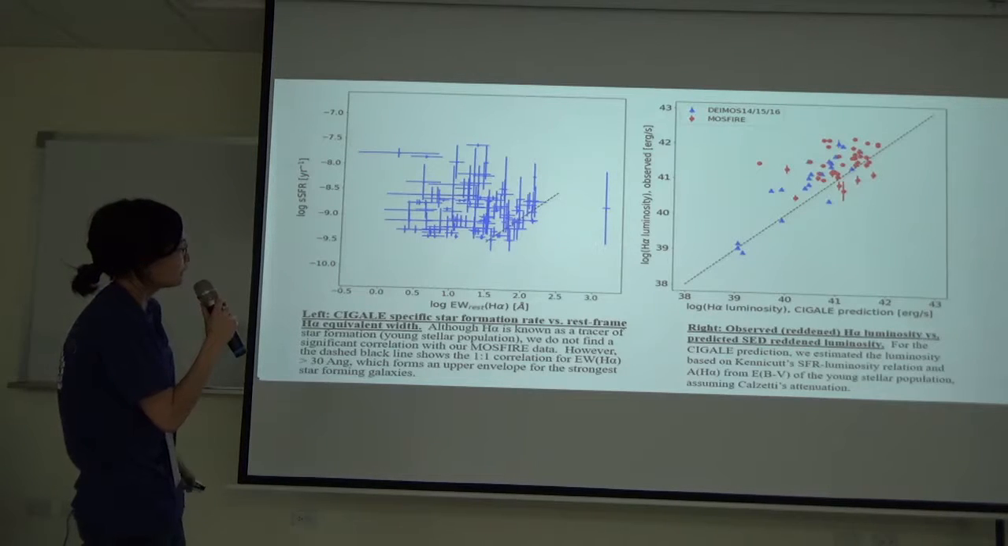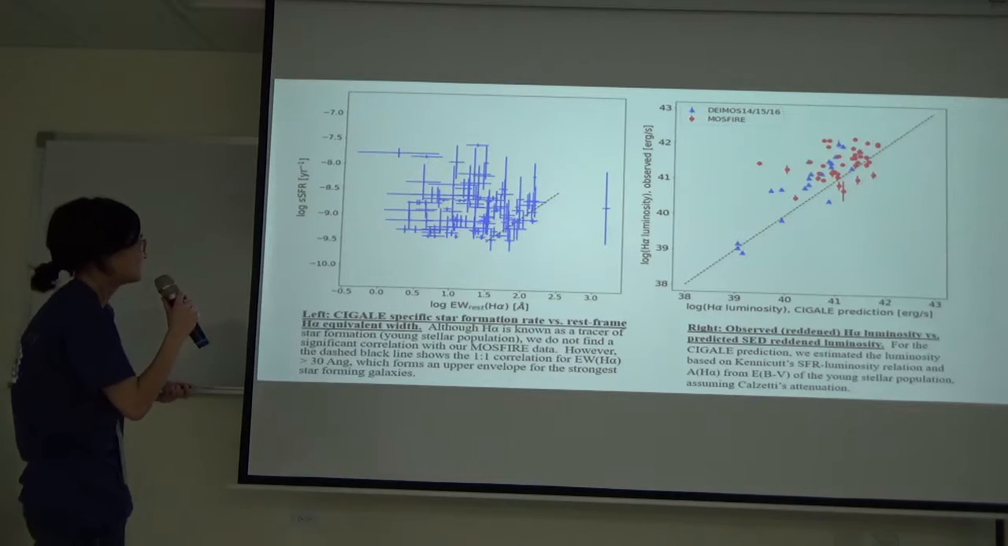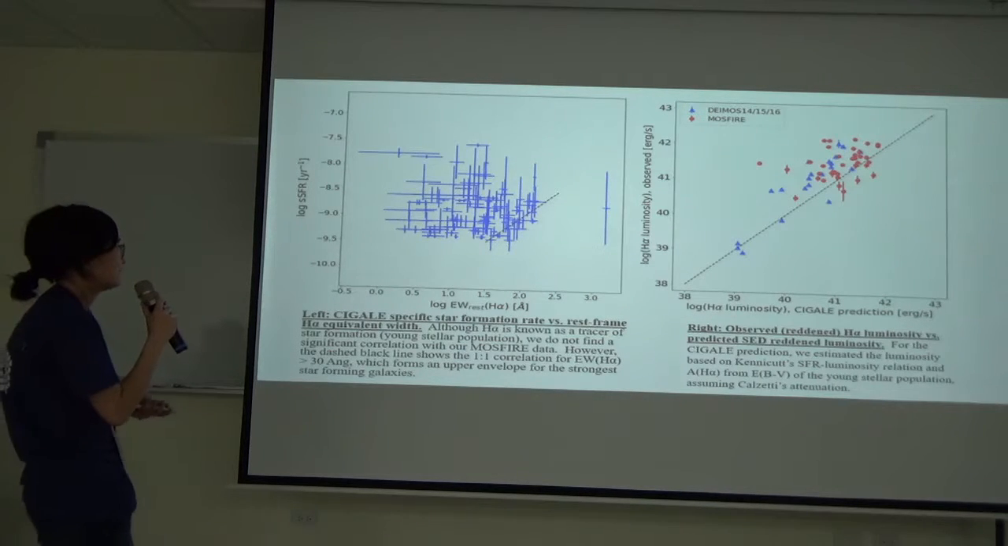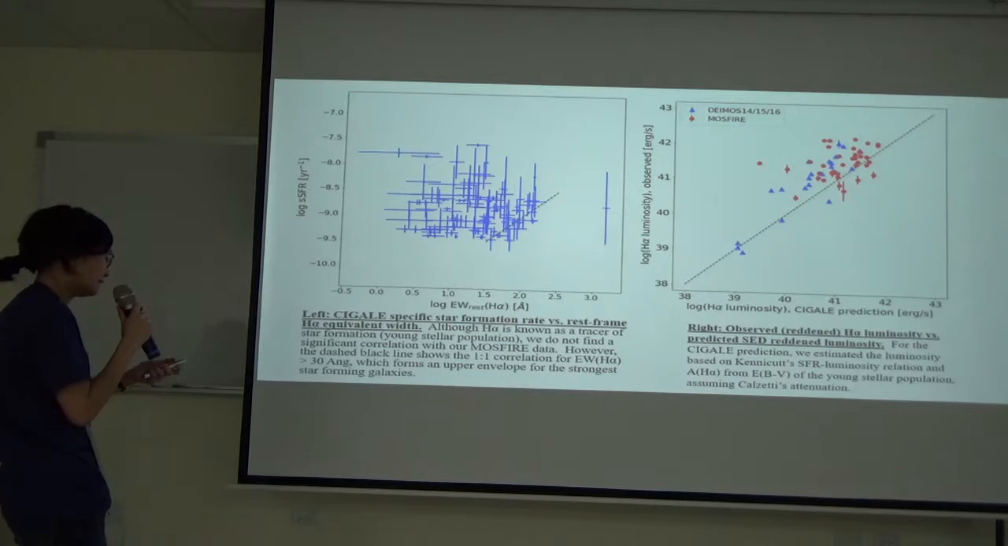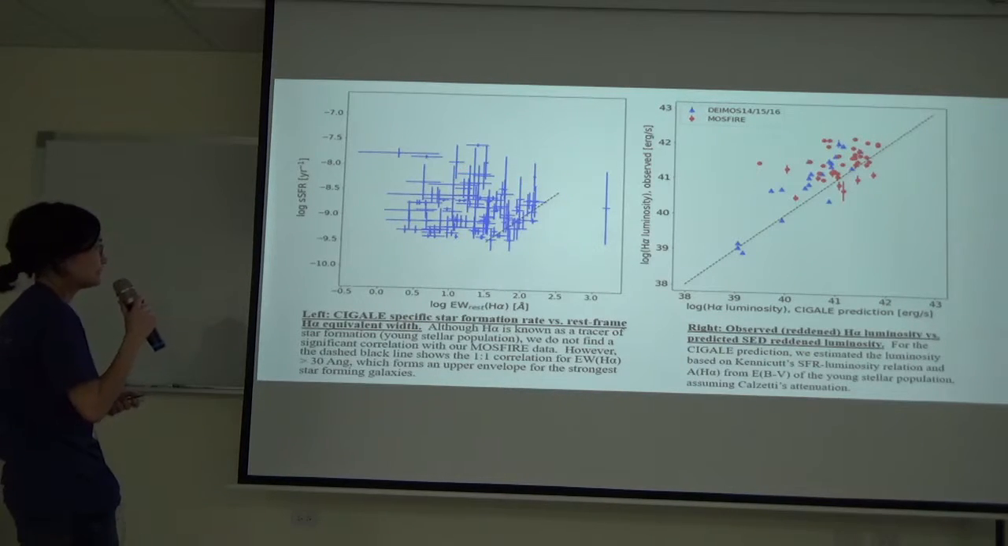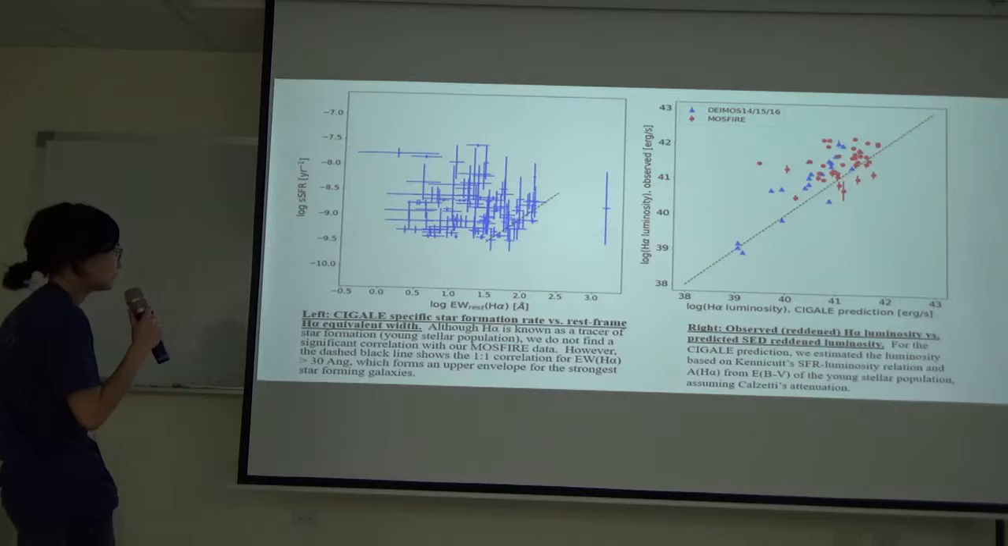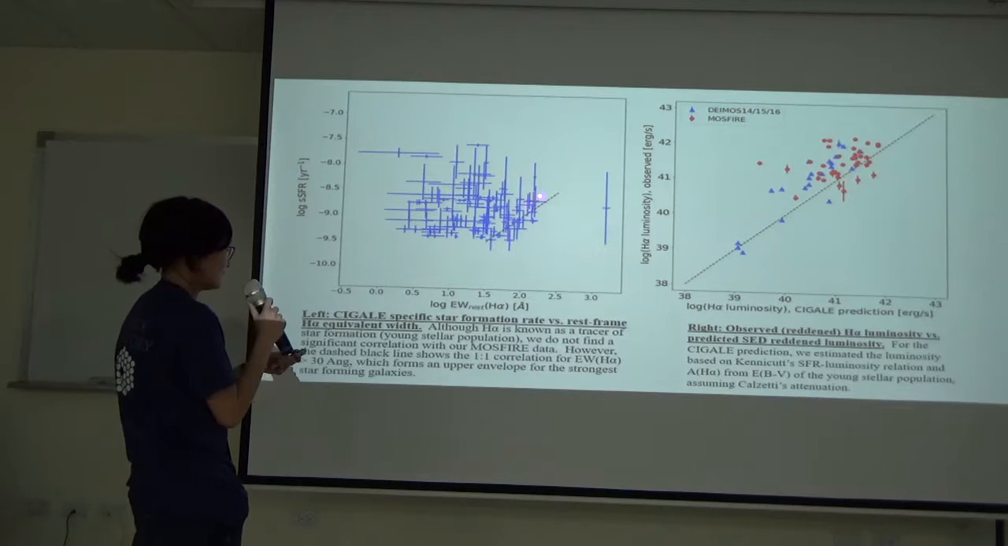Okay, and finally, with the SED fitting, we used the output specific star formation rate, combining the SFR with the stellar mass, and plotted this against the rest-frame equivalent width of H-alpha. In general, we don't find a significant correlation between the two, but if we look at the higher star-forming galaxies, here I've just plotted the one-to-one correlation, and we can see that there are some galaxies in this upper envelope that follow this trend.